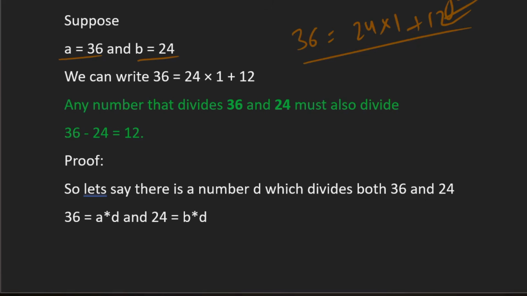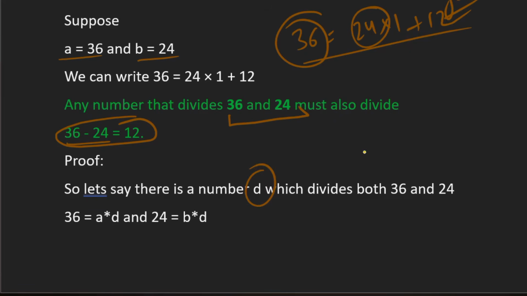And now any number which divides 36 and 24 will also divide 36 minus 24, right? So how? Let's say there is a number d which divides both 36 and 24. So we can write 36 as a into d, where d is the number that divides, and 24 as b into d, right?